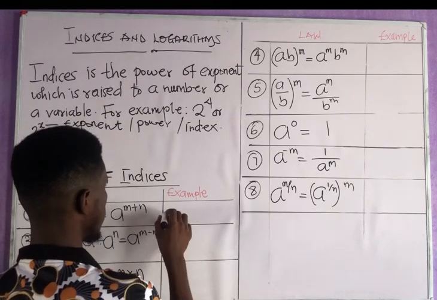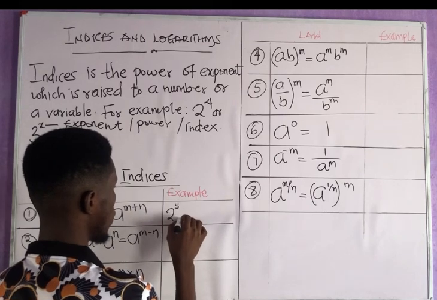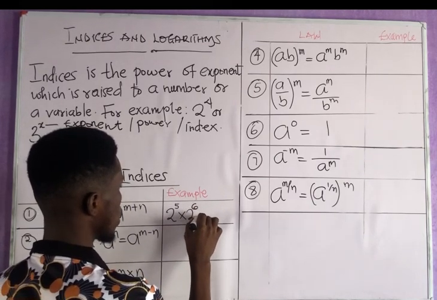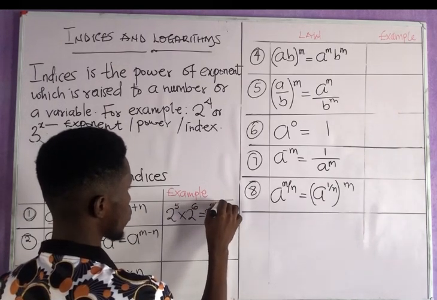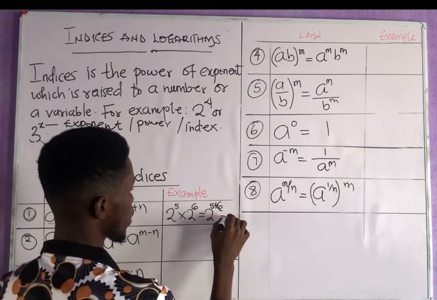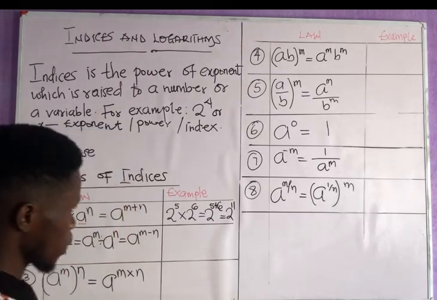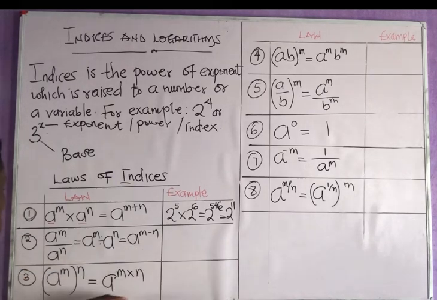So let's look at an example. If I have 2 to the power 5 times 2 to the power 6, that will give me 5 plus 6, and 5 plus 6 will be 2 to the power 11. Very simple.